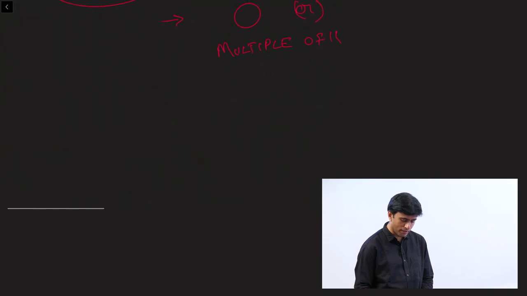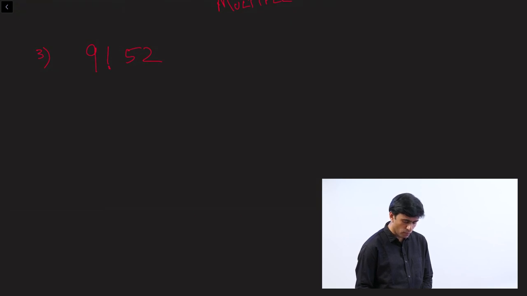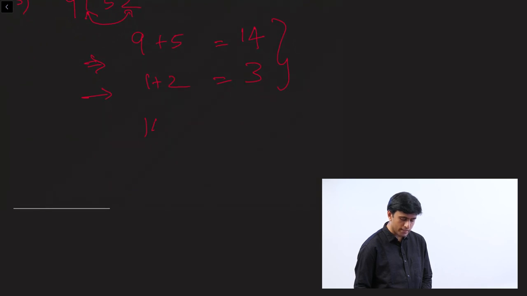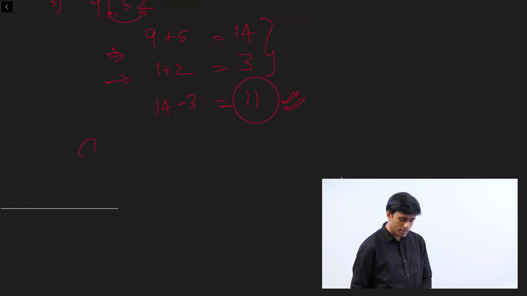Let's do another one, last one. 9, 1, 5, 2. Let's take the alternate digits. 1, 2, 9, 5. 9 plus 5 is 14. 1 plus 2 is 3. The difference, 14 minus 3 is 11. And since you got 11, the number 9152 passes the test and it is divisible by 11.